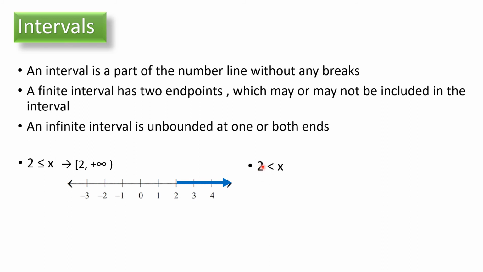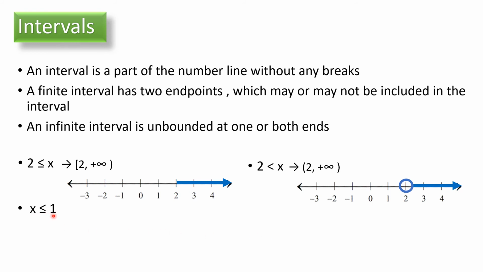Okay, let's say 2 < x. So we don't have the 2 because it's smaller than, not smaller than or equal. So the interval will be round bracket 2, then positive infinity. Also round bracket because we can't reach the positive infinity. We start from 2, then to the positive infinity.